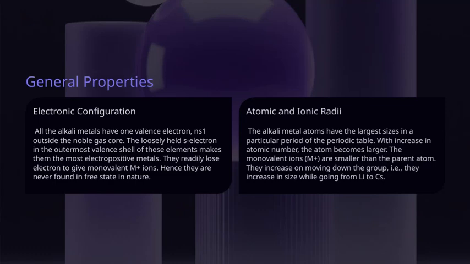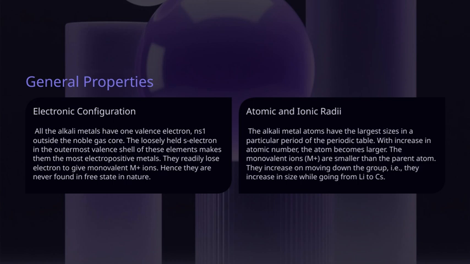Let's take a closer look at the atomic and ionic radii of alkali metals. These metals have the largest sizes within their period on the periodic table. As we move across a period, the atomic size decreases, but when we go down a group, the size increases. That's because with each new element, an additional electron shell is added, making the atom larger.